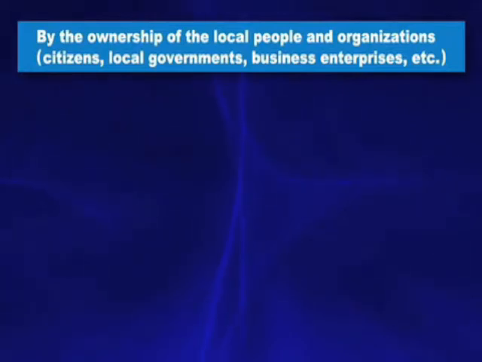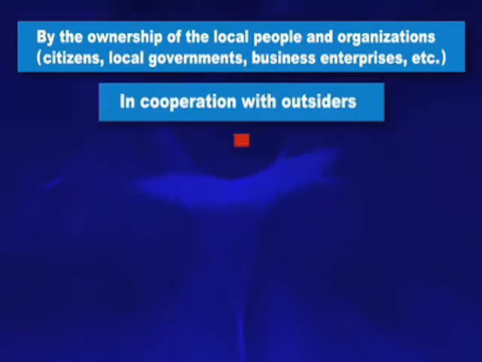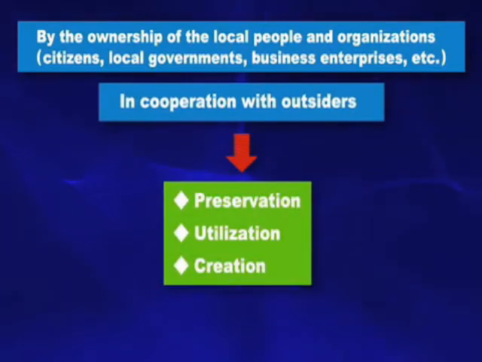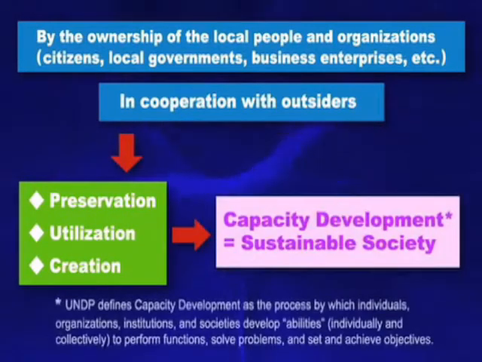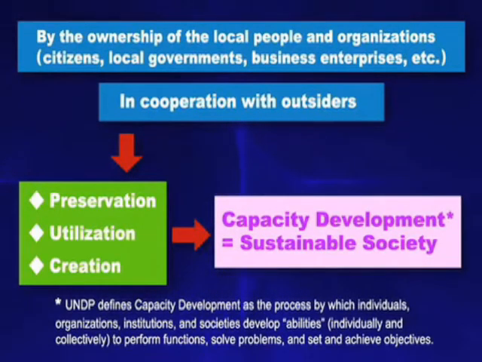The local people, residents, local governments, and business enterprises all share ownership of the region. They cooperate with outsiders, and they use their creativity to revitalize the region. The whole process helps create effective local manpower and leads to sustainable development. A number of progressive communities devised the endogenous regional development approach by learning through trial and error. Let's take a look at some examples.